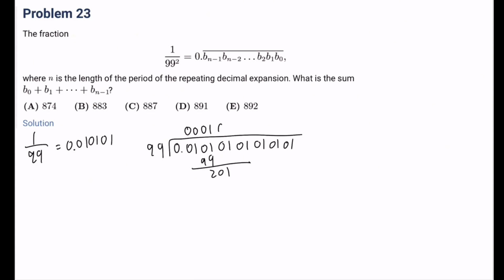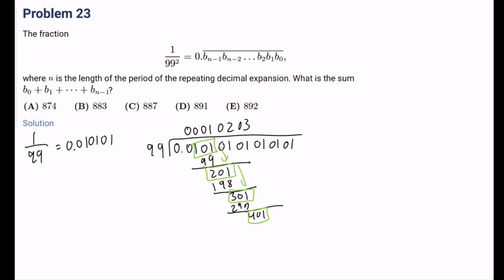So 2, 0, 1. And again, here we can divide twice because this increased by 1. So that's going to give 198. That's going to give 301. And then now we can do it 3 times, and that's going to give 297, which leaves 401. And now we kind of see the pattern because we had 101, and then we had 201, we had 301, 401, and we see that this is going to keep going.